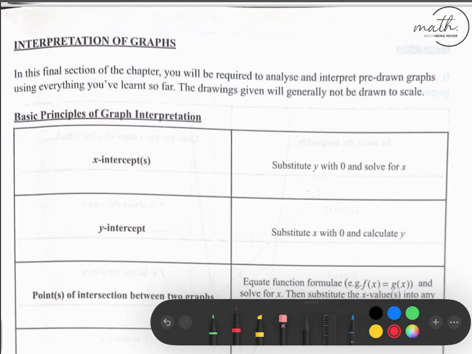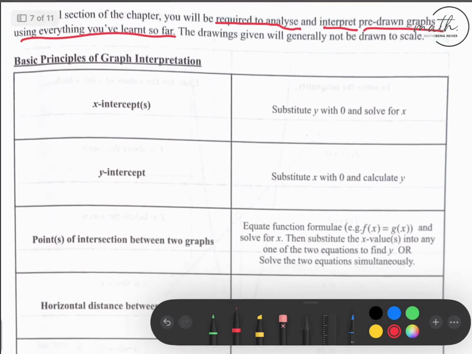Okay, page 8 of your textbook, interpretation of graphs. In this final section of the chapter, you'll be required to analyze and interpret pre-drawn graphs using everything you've learned so far. The drawings given will generally not be drawn to scale, they just draw graphs.